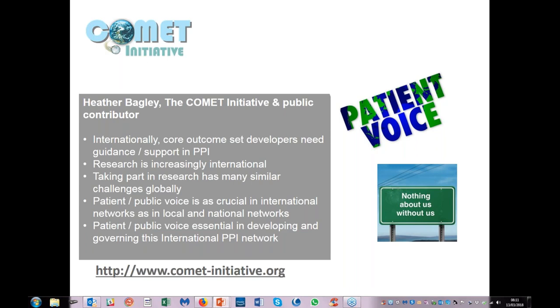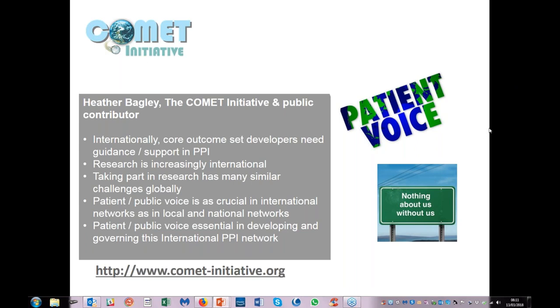So internationally, core outcome set developers need guidance and support in patient public involvement and engagement. And really being able to connect with people involved in patient public involvement internationally is potentially really helpful for these core outcome set developers and for me and my role in signposting people. And obviously it's also important to raise awareness about what COMET's doing amongst those kind of organisations as well. So that was kind of a strong emphasis in terms of my involvement.